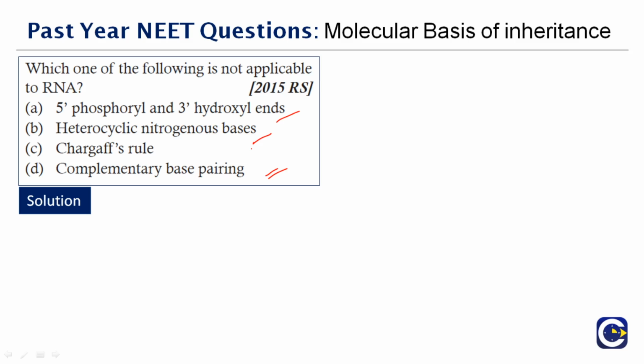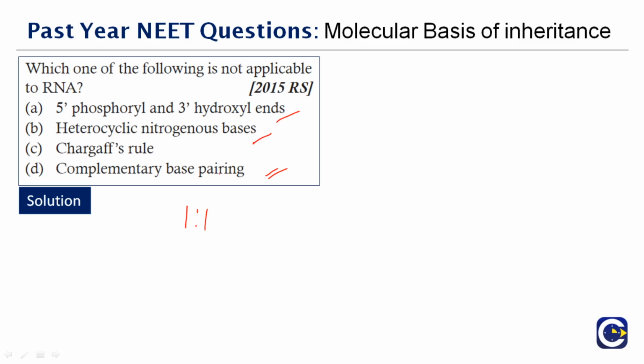So what does Chargaff's rule state? It states that the DNA from any cell of any organism should have a 1:1 ratio. That is the base pair rule of the pyrimidine and purine bases, and more specifically, that the amount of guanine should be equal to cytosine and the amount of adenine should be equal to thymine.